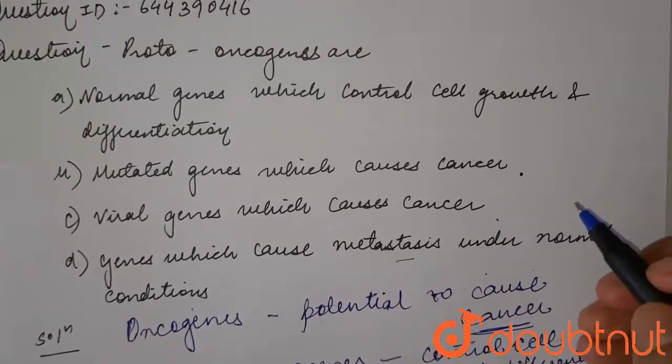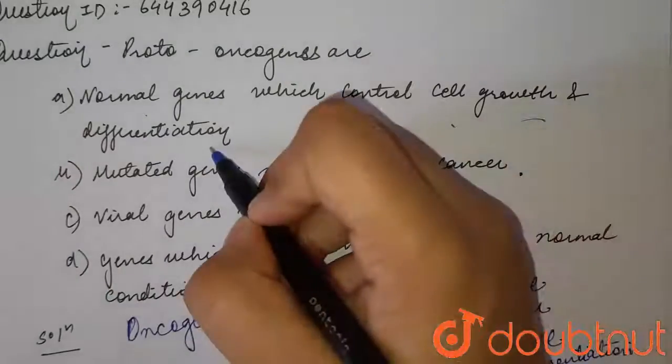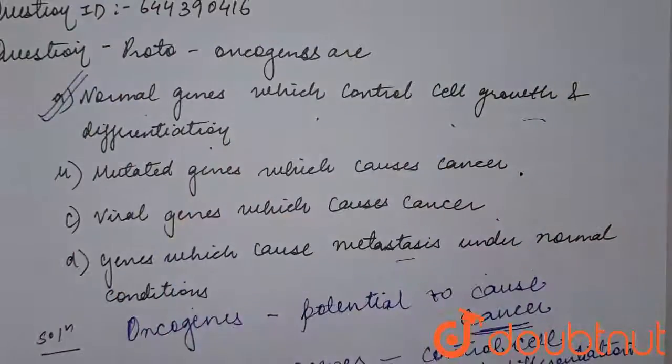Alright. So the answer to the question would be option A, normal genes which control cell growth and differentiation. So the answer is option A.